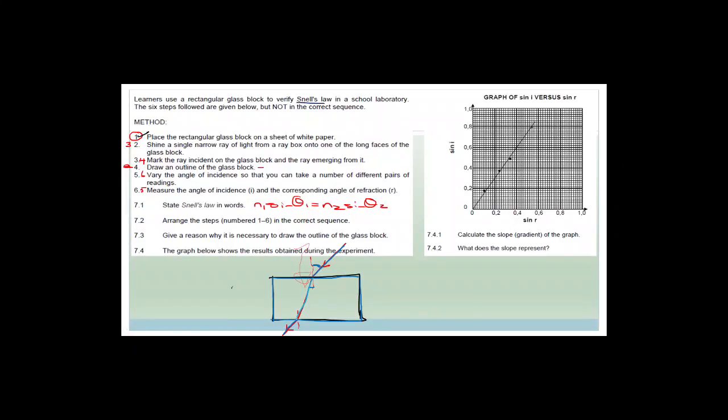And then what we're going to do is we're going to join these dots. And because we're joining these dots, we will now be able to work out that angle there, because we have obviously got the outline of the glass block. So we can work out that angle there, which is the angle of incidence. We now also have that angle there because we've joined these two, which is the angle of refraction. And there you go. And then obviously we need to do this a couple of times to get a whole bunch of different corresponding angles of refraction and incidence. Okay, so why did you have to draw the outline of the glass block? Because we're going to have to move it in order to measure those actual angles.